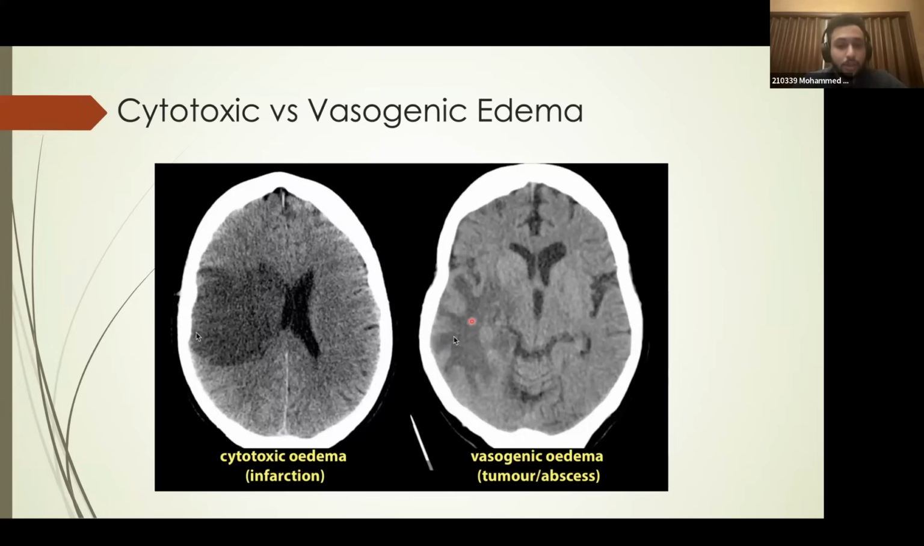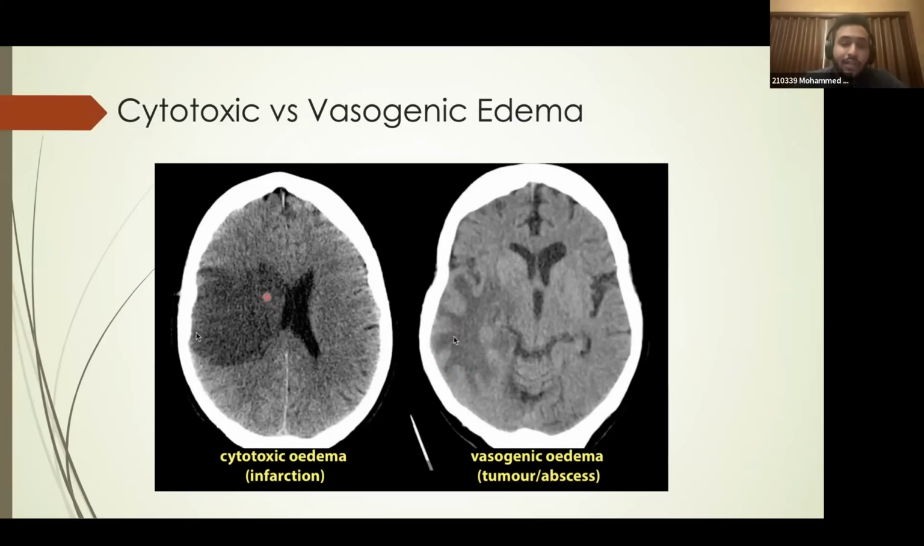White matter is more hypodense. Why is white matter more hypodense? If someone can answer that question. Exactly, because it has more fat. More fat will make it more hypodense. Excellent. Okay, so you have more fat, so it's more hypodense. So when you see vasogenic edema, there's a clear distinction between the gray matter and white matter. You can tell the difference between them.